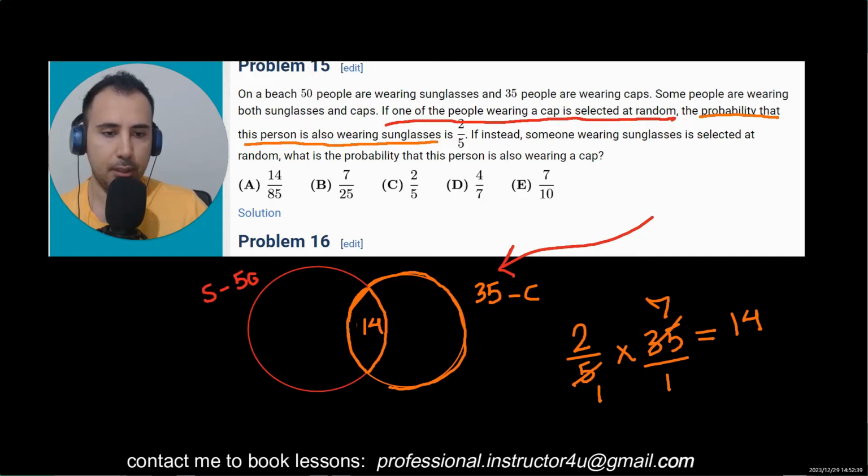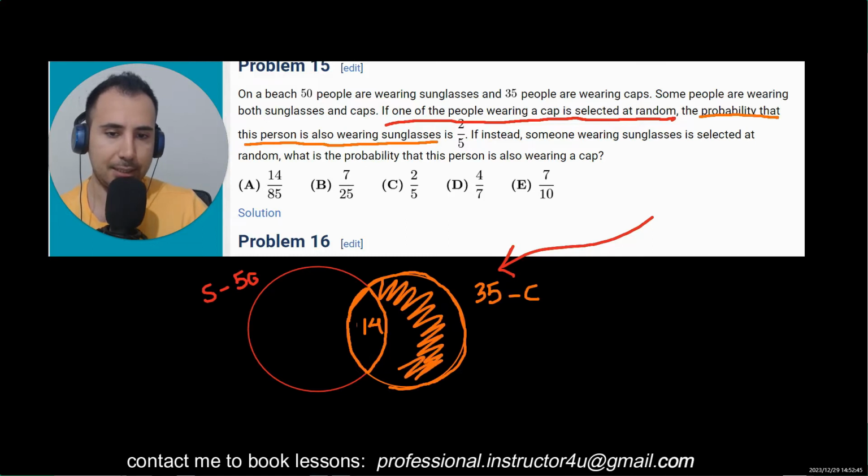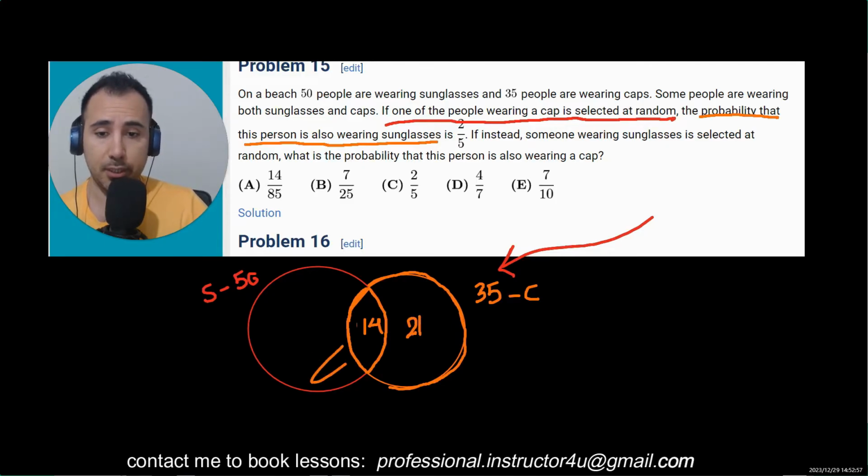Good. So now help me. What is this part? The part that is in the orange caps part, but does not belong in the 14 part. So 35 minus 14 is 21. So this part is 21. Let's do this with the other part.